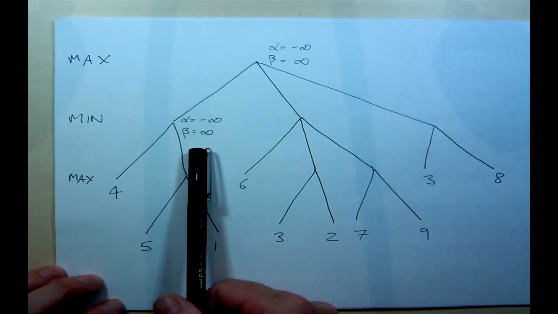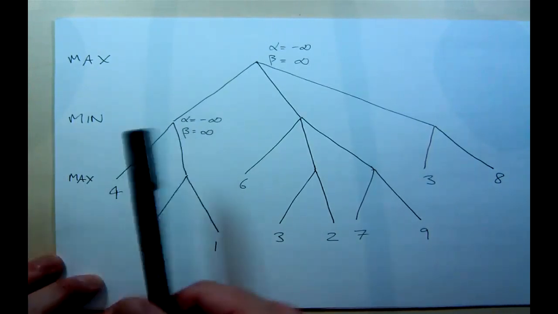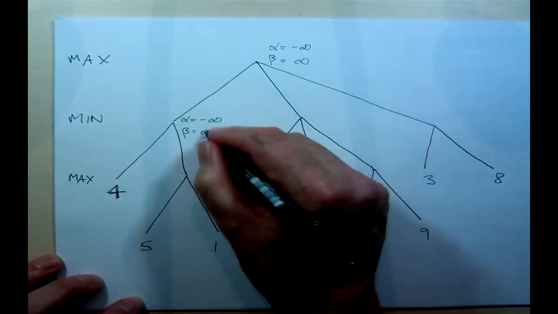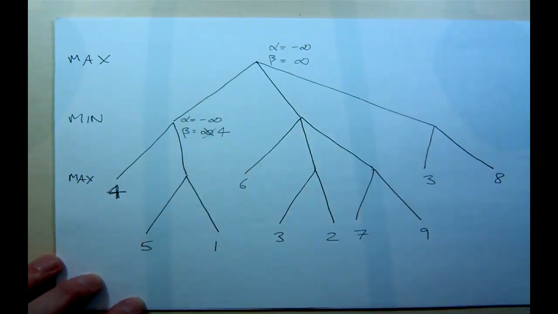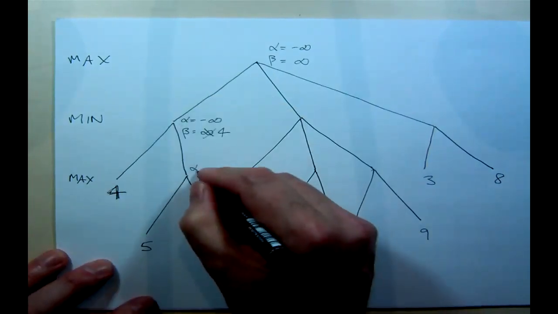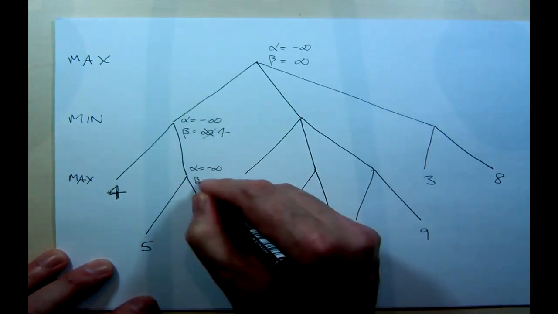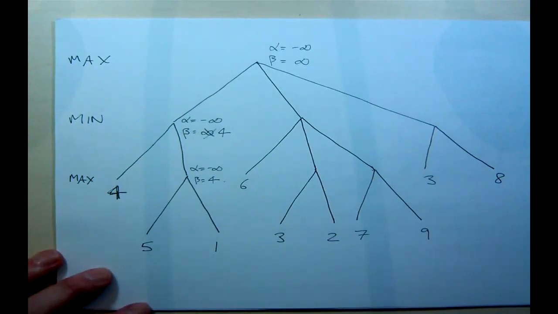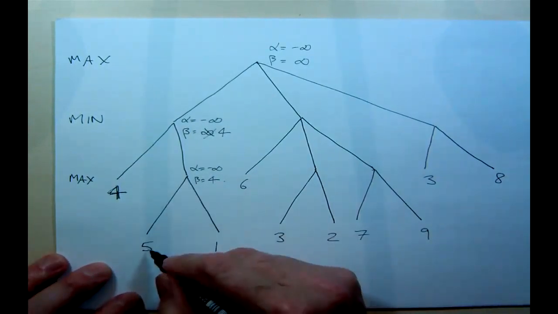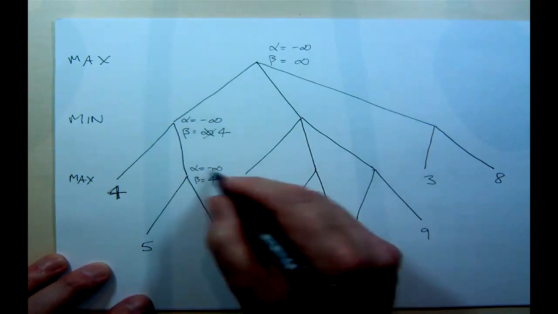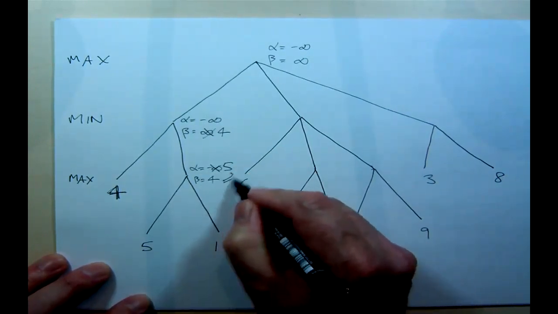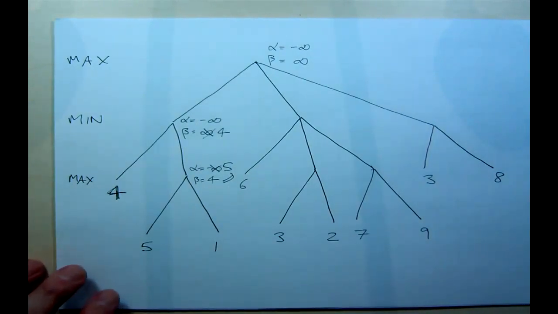Now, because this is a min node, it's changing beta. So we say, okay, this child node evaluates to 4, so beta gets replaced by 4. And then we go down the tree again, and alpha gets copied to alpha and beta to beta. Now, this is a max node, so it's changing alpha. So alpha becomes 5, and this is where we get a cutoff. Alpha becomes bigger than beta.